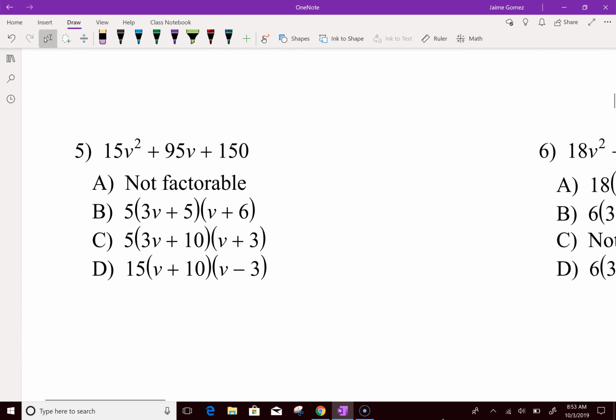Number 5. 15, 95, and 150. Those numbers look too big, so I'm going to see if I can take out a number. And if you look at the answer choices, all these have numbers that are taken out. So let's see if I can take out any numbers, right? So 15, 95, and 150. 15 is not going to go into 95, so it's got to be just 5. So I'm going to divide all these by 5.